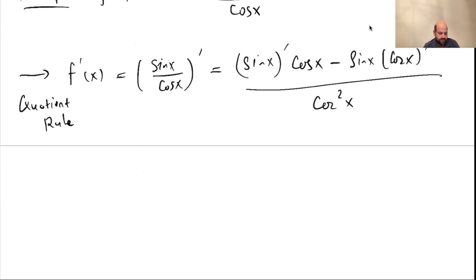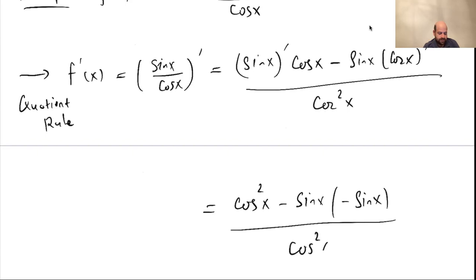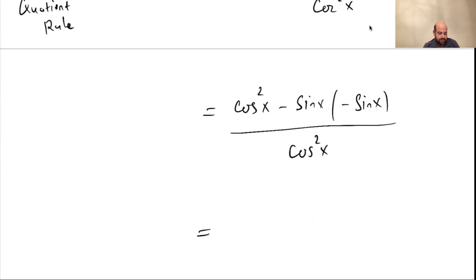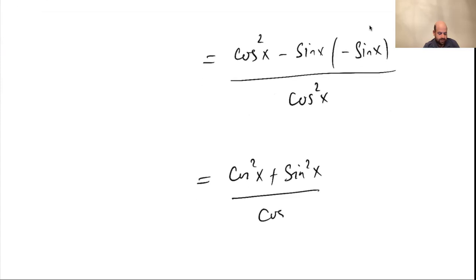divided by cos squared x, u prime v minus uv prime divided by v squared. And then this is cos x times cos x, which is cos squared x, minus sine x times cos x derivative. Cos x derivative is minus sine x, divided by cos squared x. Now this one can be written as cos squared x plus sine squared x divided by cos squared x. Cos squared x plus sine squared x means 1, so 1 over cos squared x.